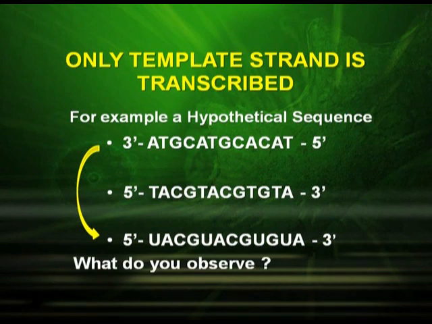Now what do you observe? Now you can see that between the two 5 prime to 3 prime strands, TAC, GTA, CGT, GTA, and UAC, GUA, CGU and GUA, the only difference between these two strands is that in place of thymine there is U, that is uracil. Otherwise the sequence is exactly similar. So therefore it is the template one which is transcribed and the coding strand is not transcribed. Then why is it called the coding strand?